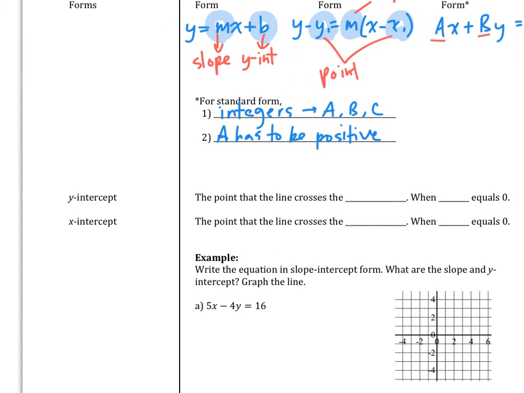Now let's talk about intercepts. The y-intercept, we know, is the point where the line crosses the y-axis. And when does the line cross the y-axis? That is when x equals 0. So when x is 0, we can find the y-intercept. Then the opposite is true for the x-intercept. The x-intercept is the point where the line crosses the x-axis, and that is when y is 0.